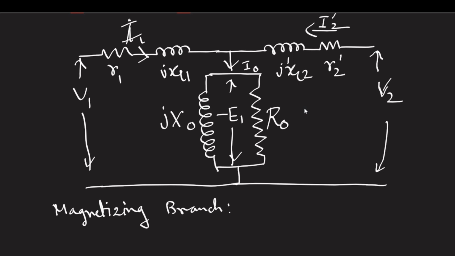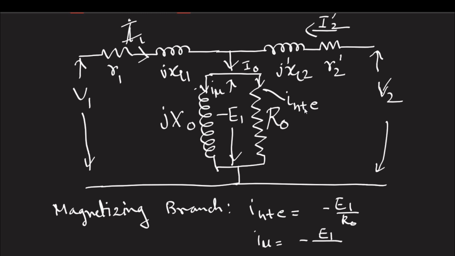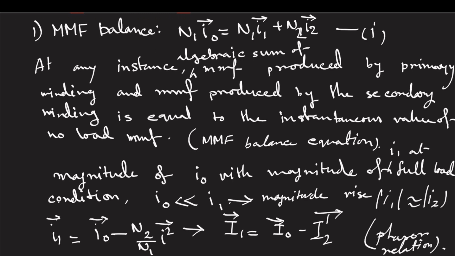We can write, if here is the current IH plus E and in this branch it's I mu, we can write IH plus E is equal to minus E1 by R naught and I mu is equal to minus E1 by Jx naught. This is equation 2, this is equation 3. Here at this point, whatever KCL we will get, we have already written it somewhere in the last page probably. Yes, this one. I1 is equal to I0 minus I2 dash.